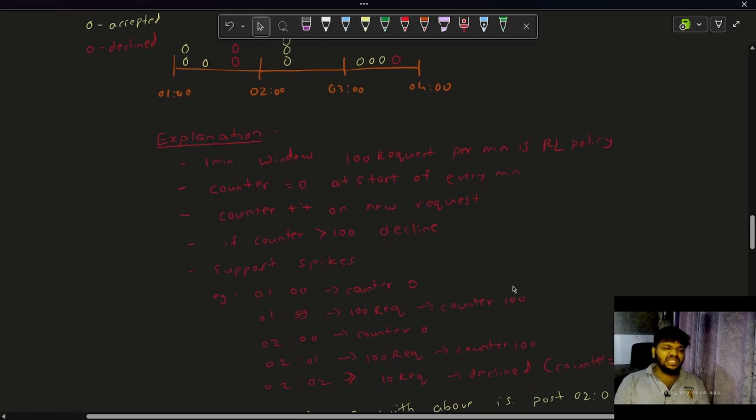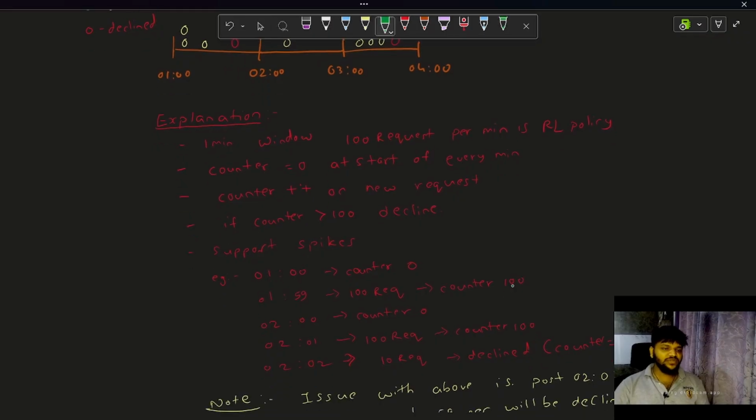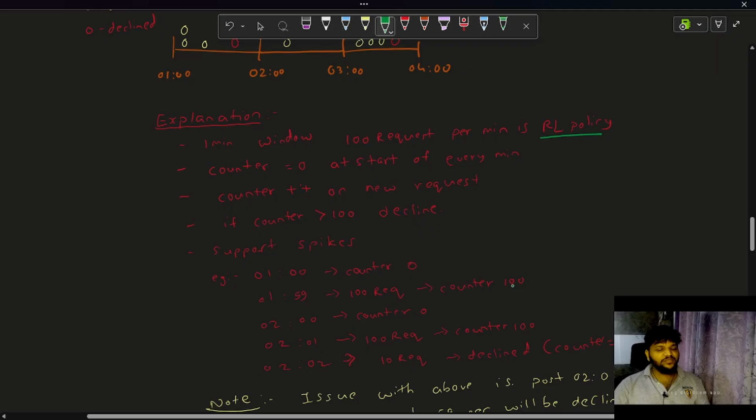So let's deep dive into the description. With a 1 minute window, 100 requests per minute is our rate limiting policy. So in 1 minute we would be entertaining 100 requests. Now there is a counter that I am setting, equal to 0. At the start of every minute, my counter is going to be 0. So initially my counter is 0.